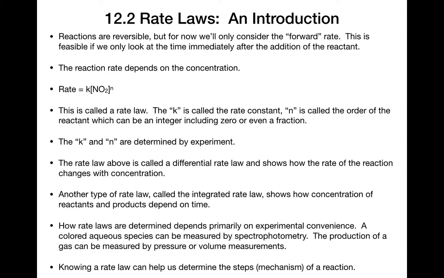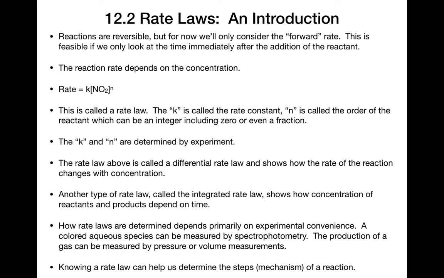n is called the order of the reactant. If n was 1, we would say that the reactant NO2 is first order. If it was 2, it would be second order. These orders can be integers, including 0. It's possible the rate will not depend on the concentration of one or more of the reactants. And occasionally, in some complex examples, we even find them to be fractions. So keep an open mind about what n could possibly be.